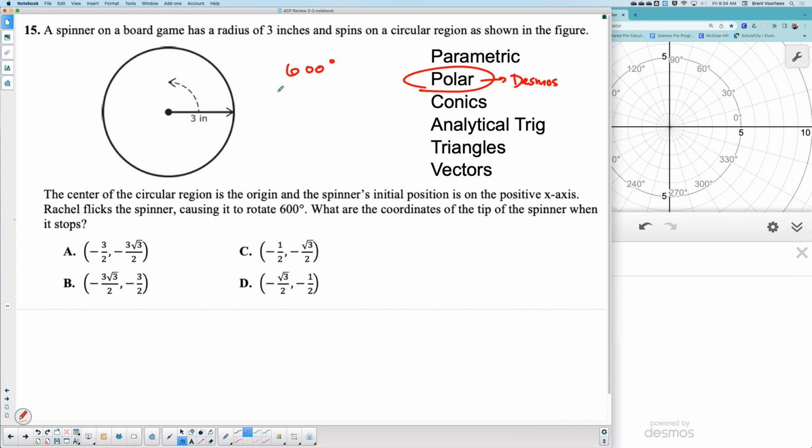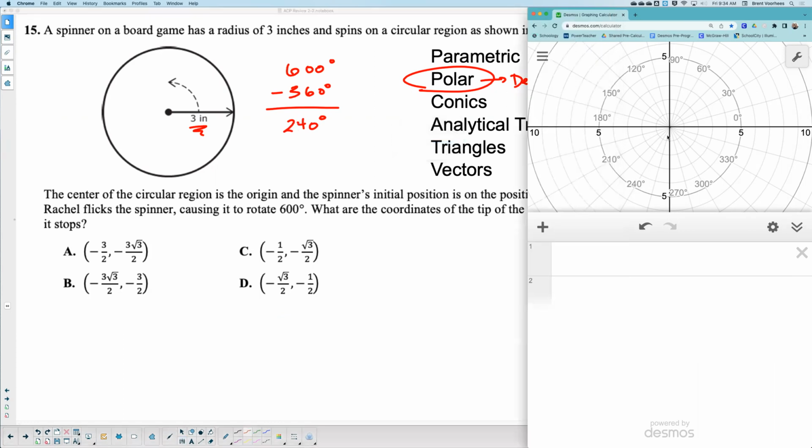So how many do we need to take away from 600? If we take away 360, what are we left with? 240. Okay, so here's the question. Which of these points would be on the third circle? Third circle, because it's a radius of 3. Third circle at 240 degrees. So here's 240 degrees, and we need to be on this third circle. 1, 2, 3. We need to be right there.